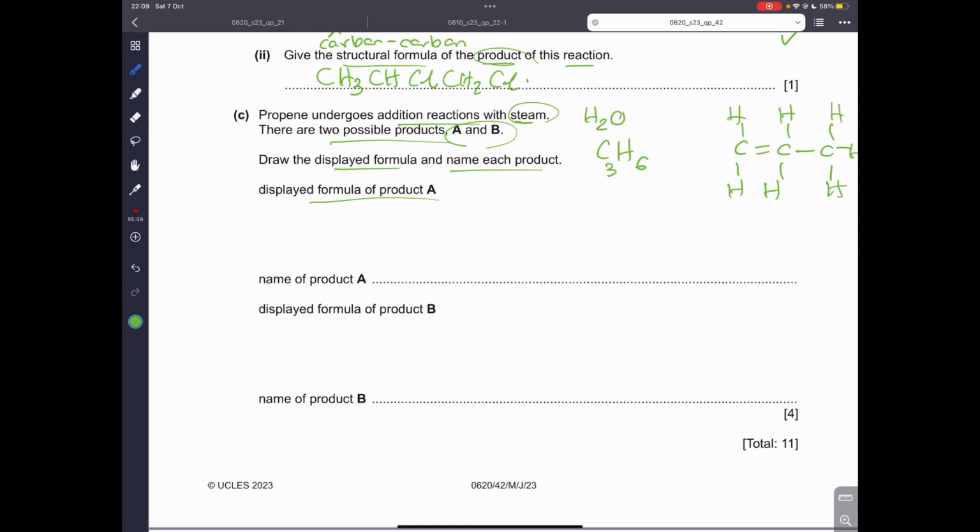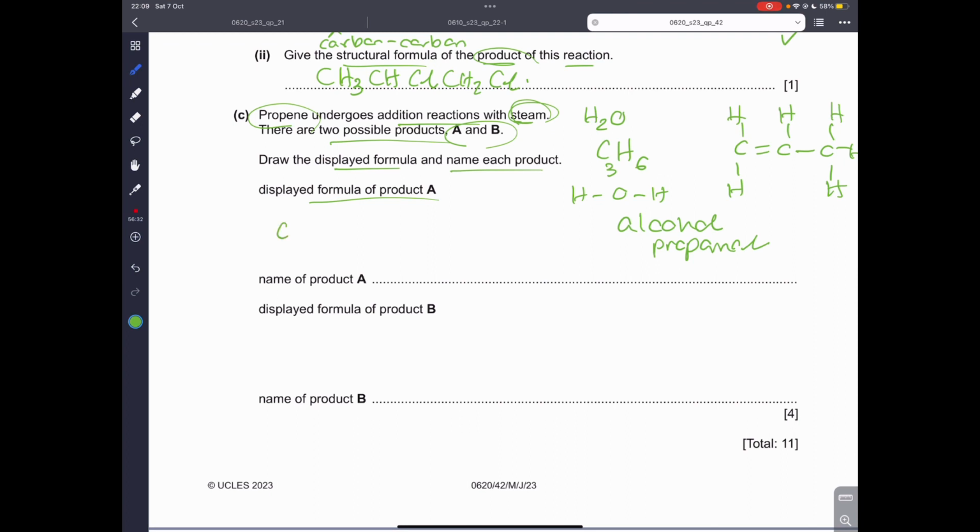Remember, propene looks something like this, right? It's going to react with steam, which is a water molecule, HOH. So we have to write what this forms. Well, when an alkene and water react, it is going to form an alcohol. In this case, it's going to form a propanol. So we are going to draw a formula of propanol.